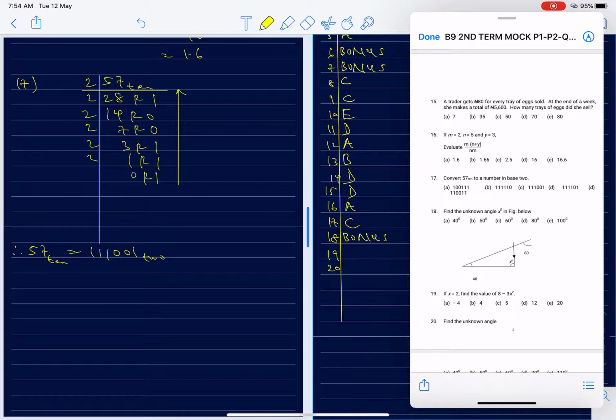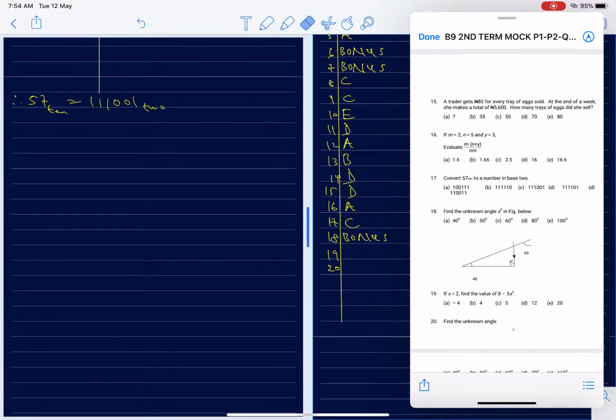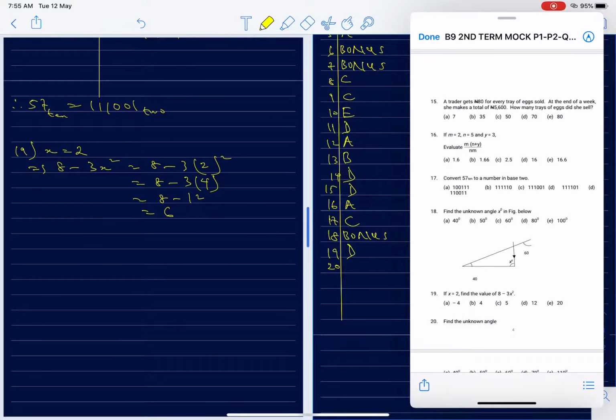19, if x equals 2, find the value of 8 minus 3x squared. X equals 2. That means 8 minus 3x squared is the same as 8 minus 3 into bracket 2 squared. And that's 8 minus 3 into bracket 4, because 2 squared is 4. And that's 8 minus 12, which is minus 4. The answer is D. Number 19 is D.